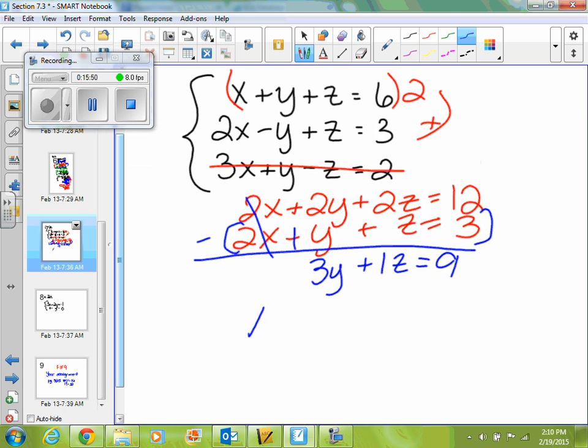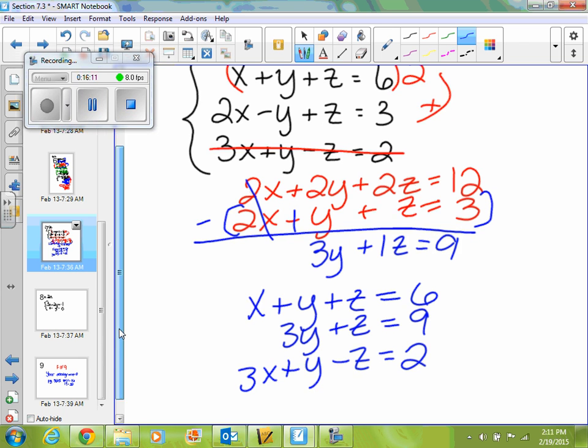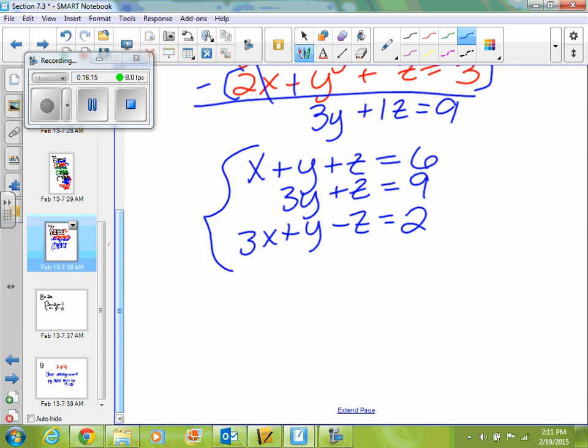So my new system is x plus y plus z equals 6, 3y plus z equals 9, and 3x plus y minus z equals 2. Now I get to deal with just my first and third equations because my second one is done. I have it solved for the y already.